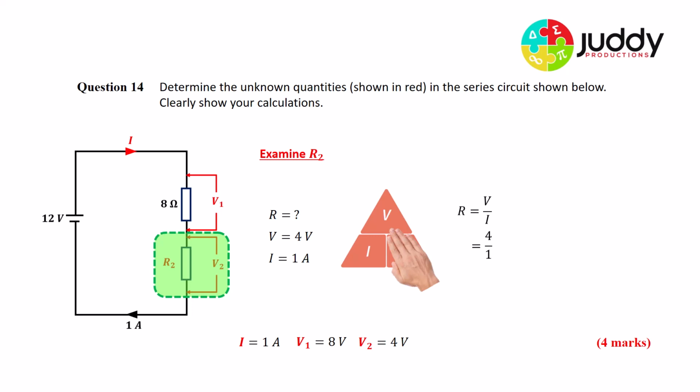Current is 1 through this resistor. Divide 4 by 1, we end up with a resistance of 4 ohms. So the second resistor has a value of 4 ohms.